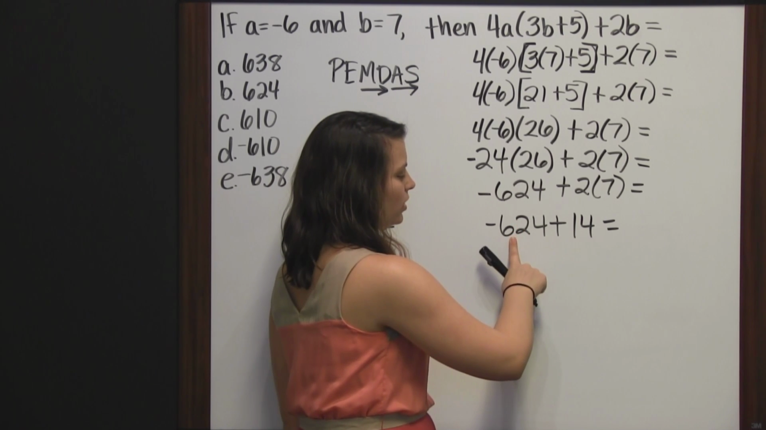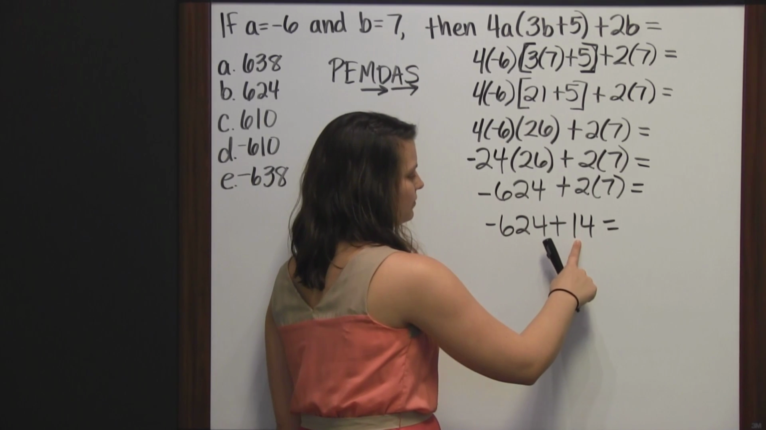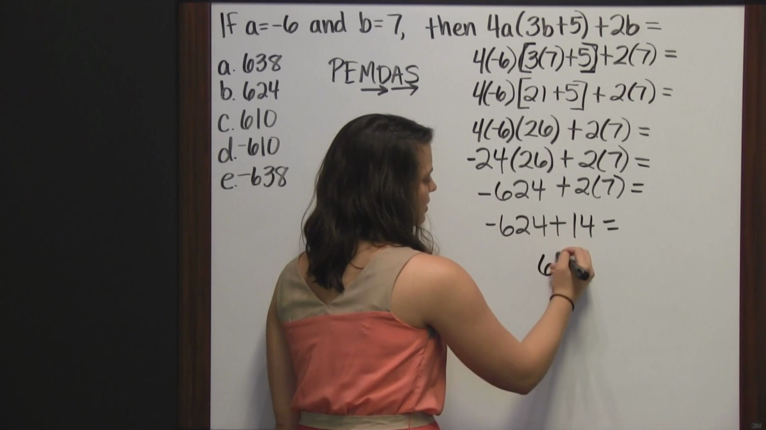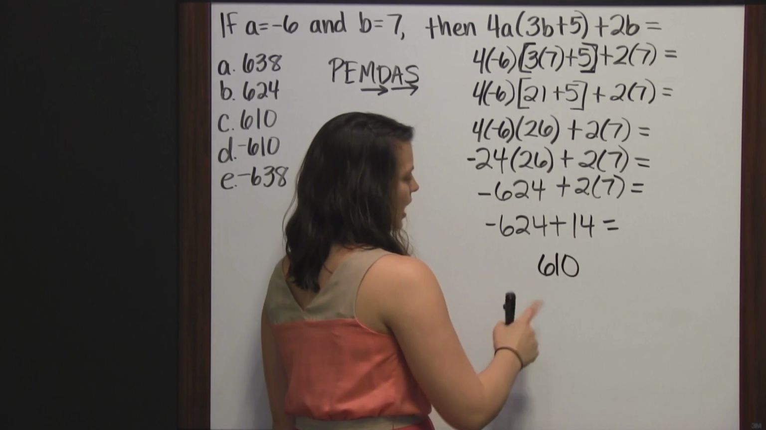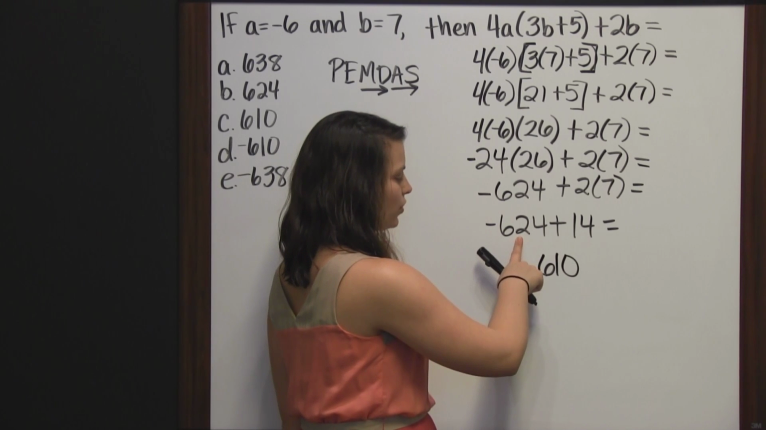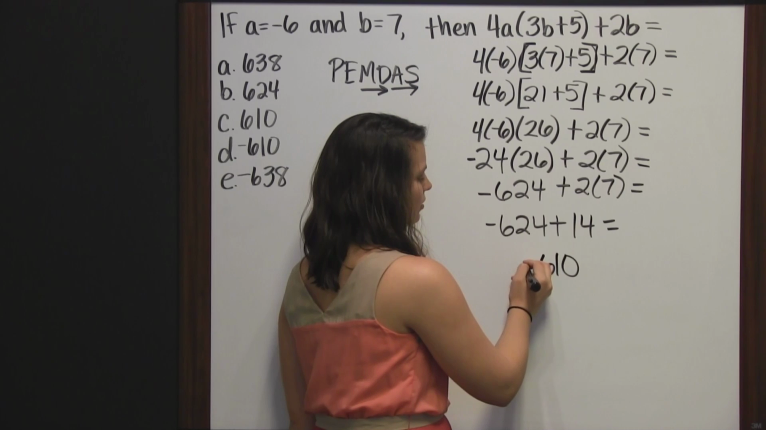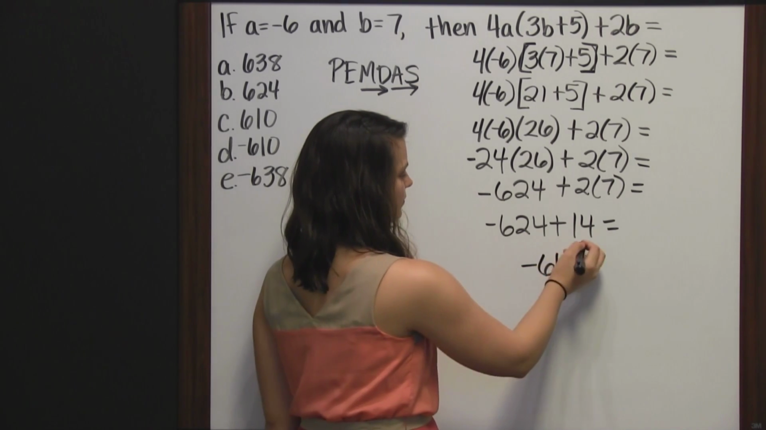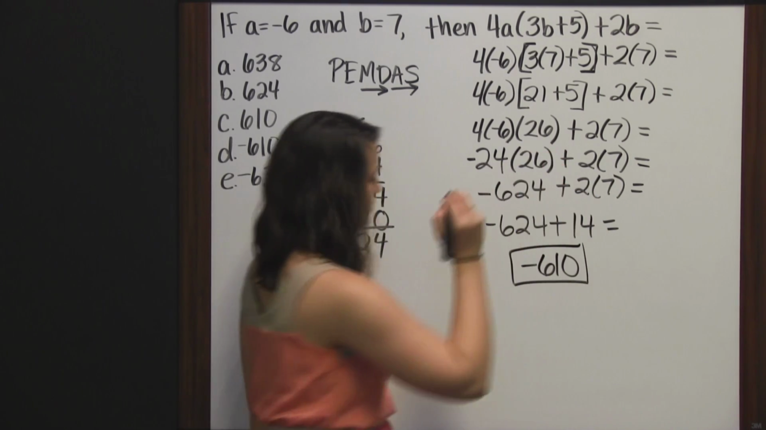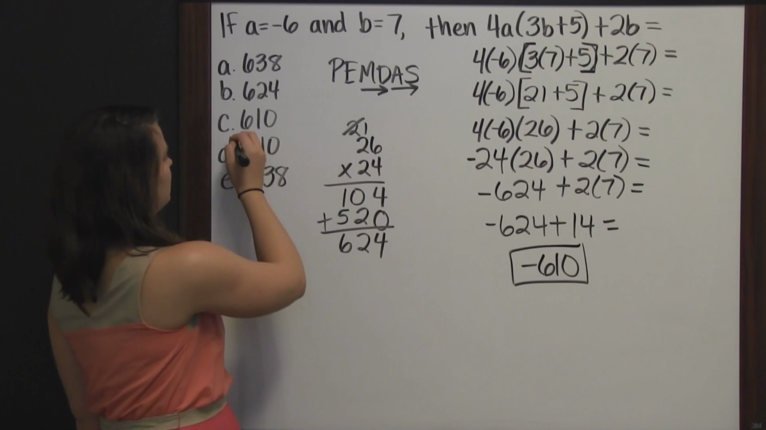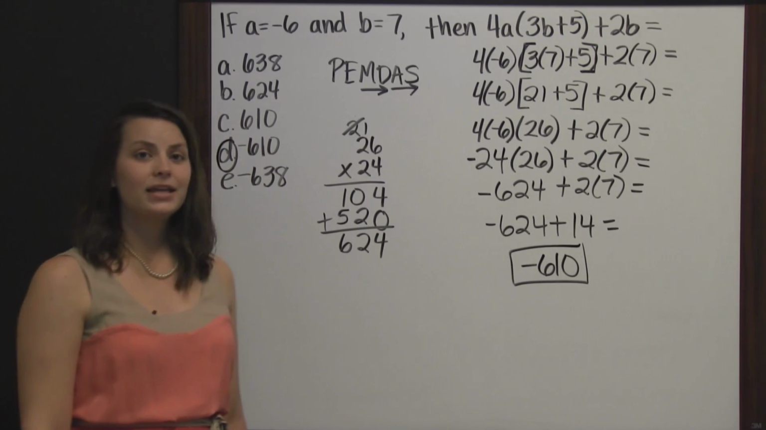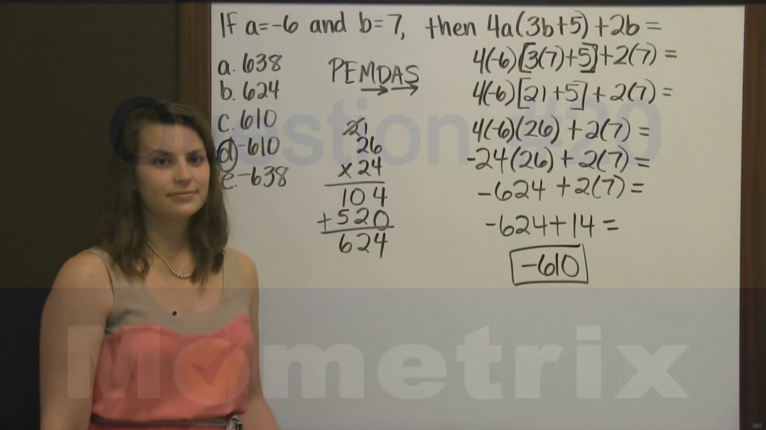So 624 minus 14 is 610. And since 624 is negative, our answer is negative. So your answer is D, negative 610.